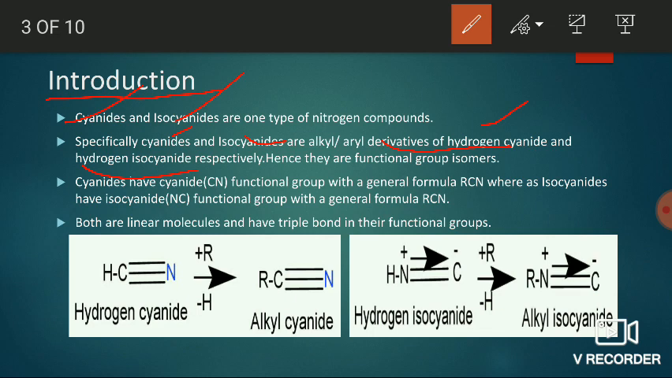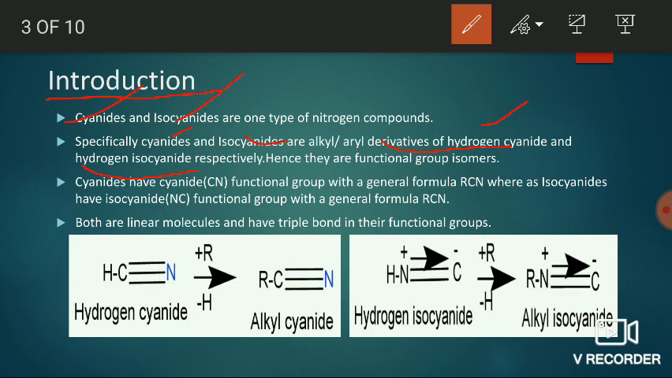Here hydrogen cyanide and hydrogen isocyanide are tautomers of each other because they show a difference in the attachment of the hydrogen atom only. They are 1,2 positional tautomers. That is, here the attachment of the hydrogen changes from position one to position two. So they are 1,2 tautomers, positional tautomers.